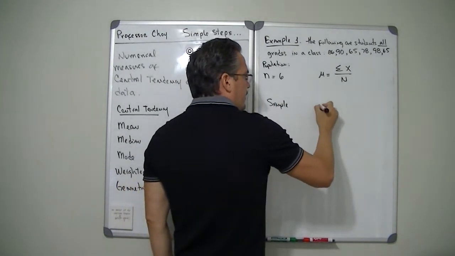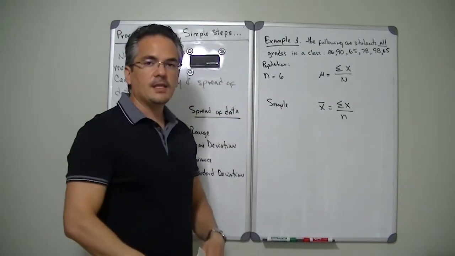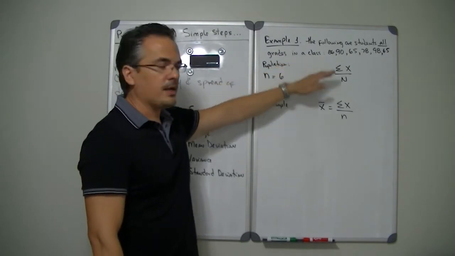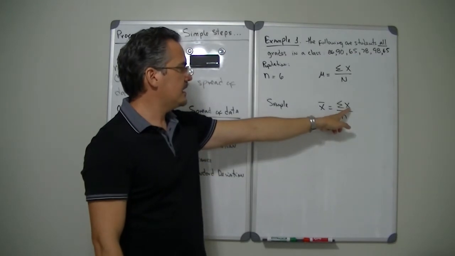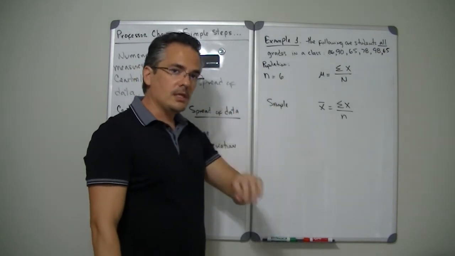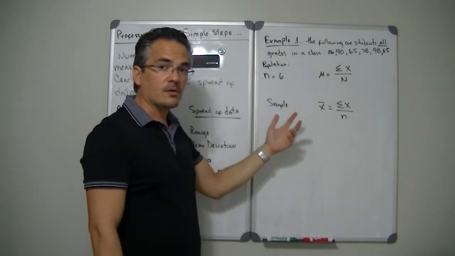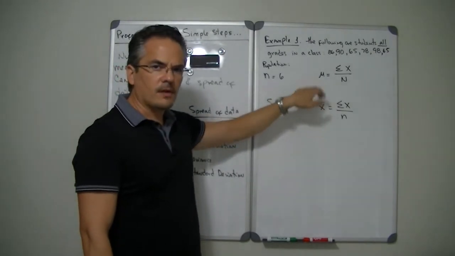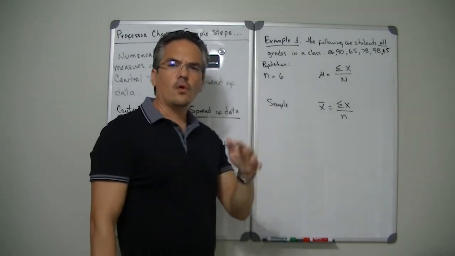then the formula will be x bar equals summation of x over n. And the biggest difference is that this is just the formula for sample and this is the formula for population, but the formula itself is very much the same. We're going to add the data set and we're going to divide it by n, which is the total number in the data set. Usually we use Greek letters for population and parameters, and we use regular letters with some kind of sign on it for samples or statistics.